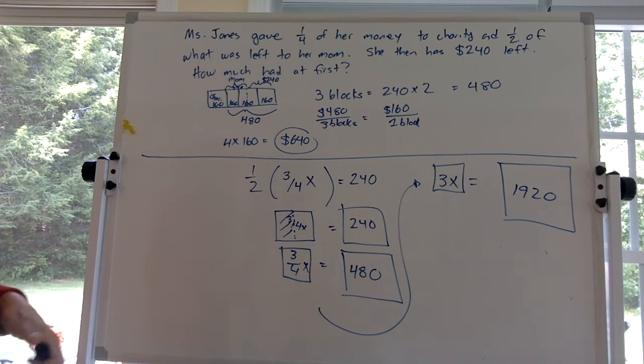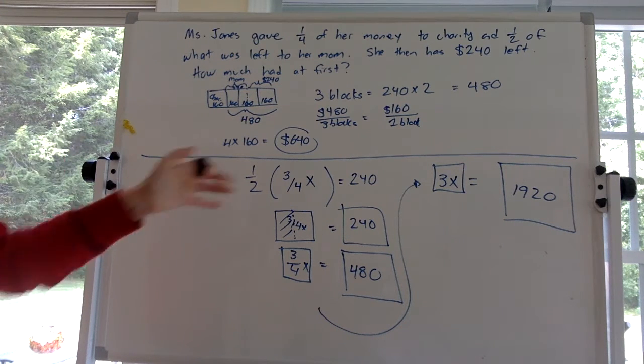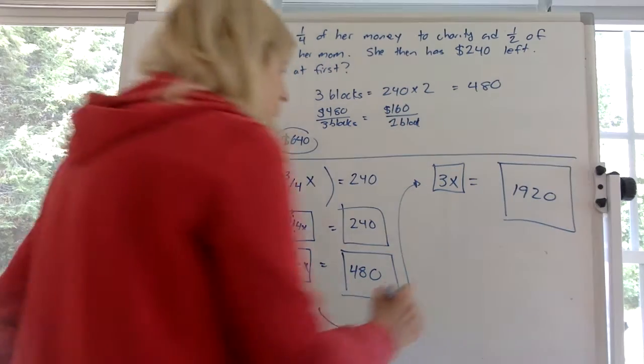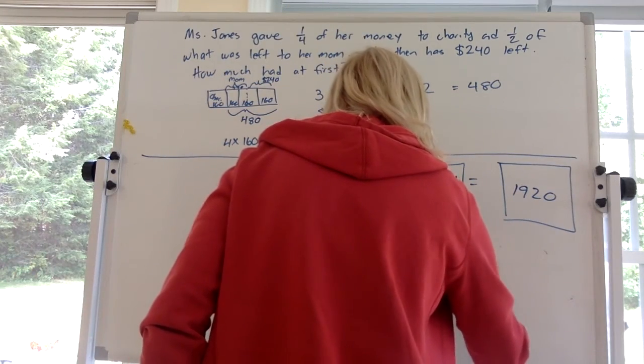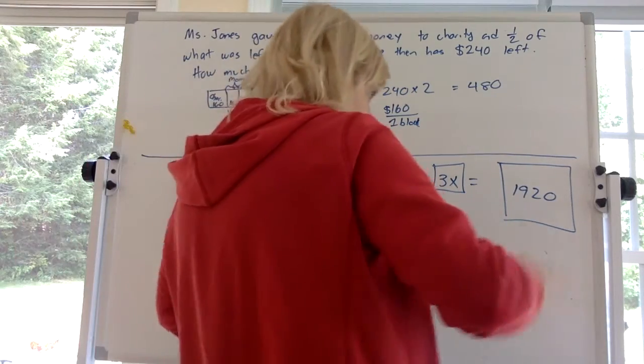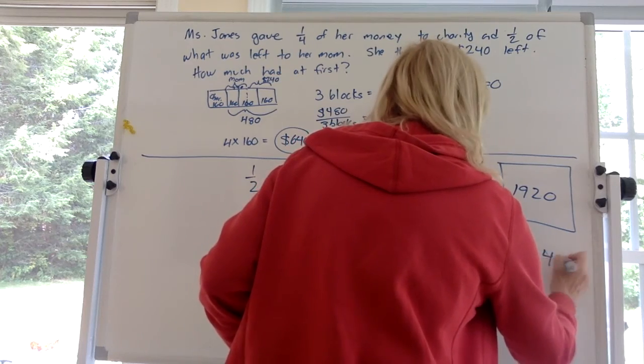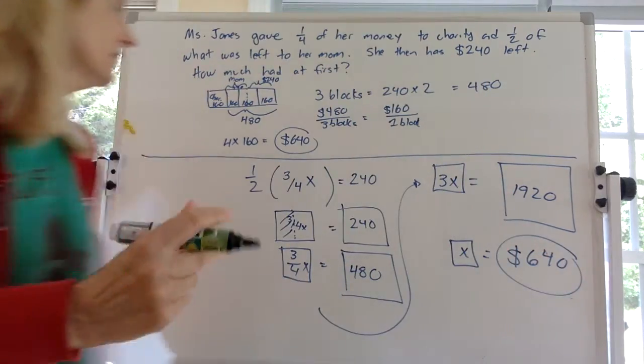What if we just want to figure out 1x? What would we do? We would divide both sides by 3, right? So to get x by itself, we would do 1920 divided by 3 to keep the thing balanced, right? And 1920 divided by 3, thank God, is also 640.